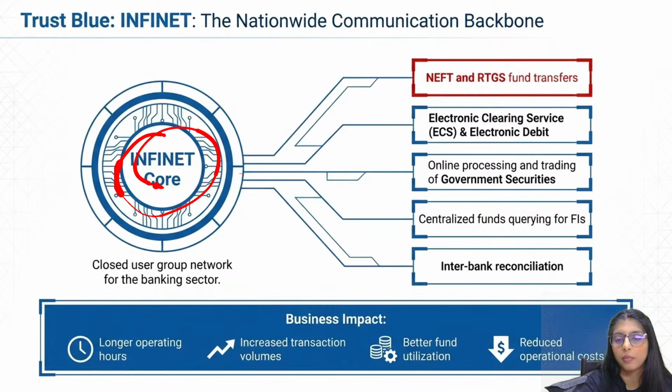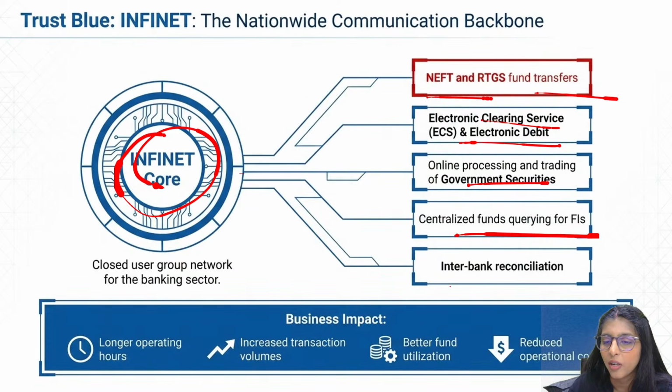We have RTGS, NEFT fund transfer, electronic clearing services, electronic debit, online processing, trade or government securities, centralized fund clearing, and interbank reconciliation. All these are under this INFINET core. It's a backbone for fund transfer. This ecosystem matters because it enhances security, reduces risk, and makes banking work more efficiently. It basically enables faster transactions from one bank to another.